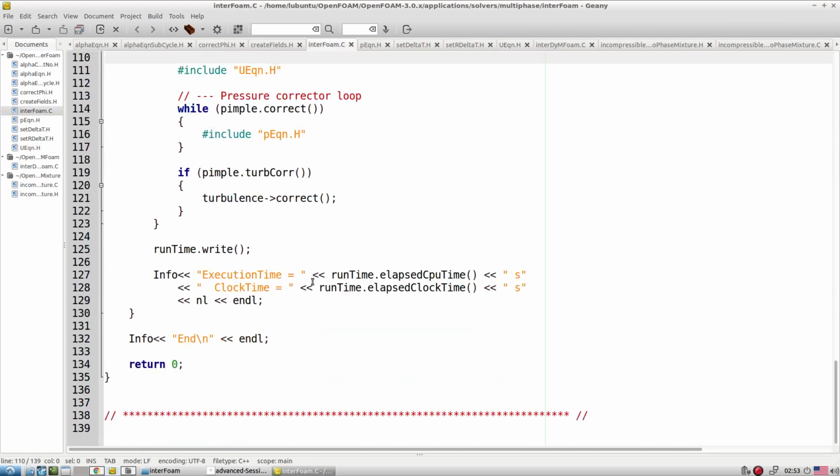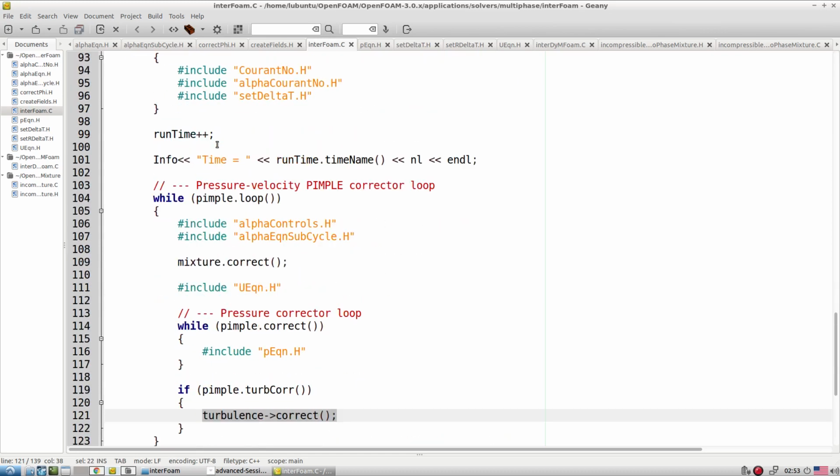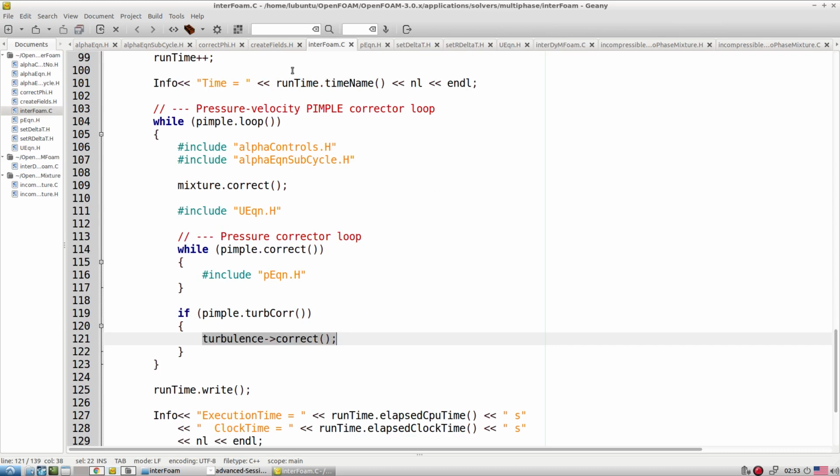So let's go back to this file. We solve first for alpha. Then from the alpha we find the rho value. With the help of rho, we go to the momentum equation, then the pressure equations. If we are using turbulence, then we have to correct the turbulence, and then we come back again to the PIMPLE loop. So this is how it is all coded inside interFoam.